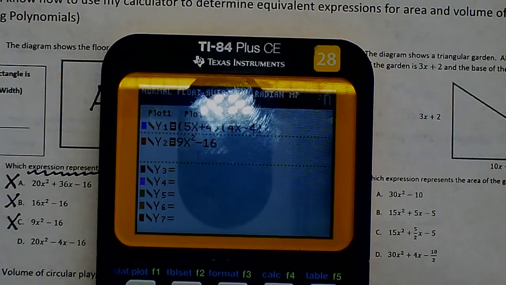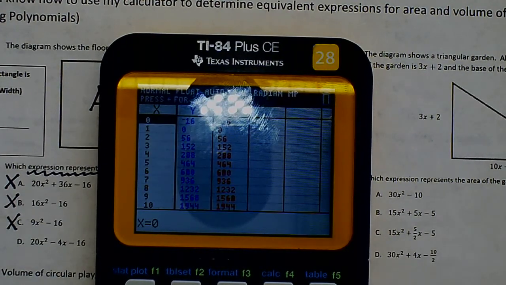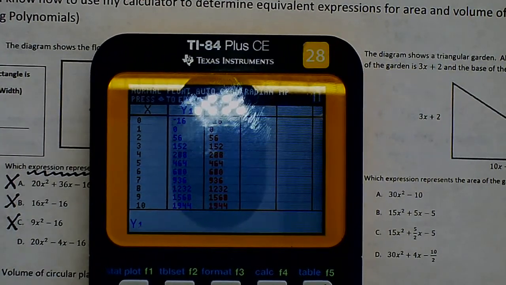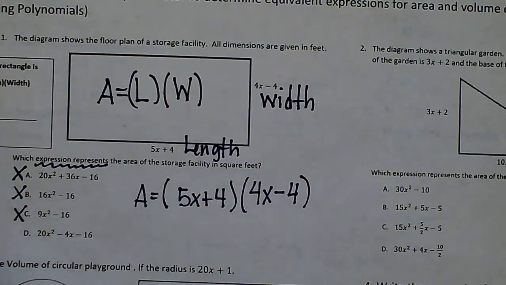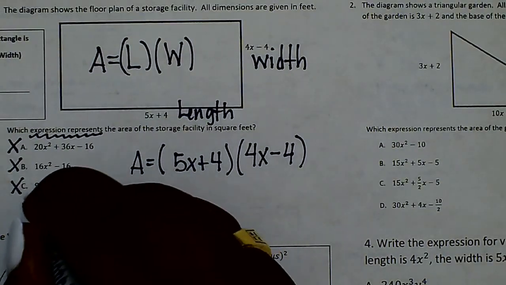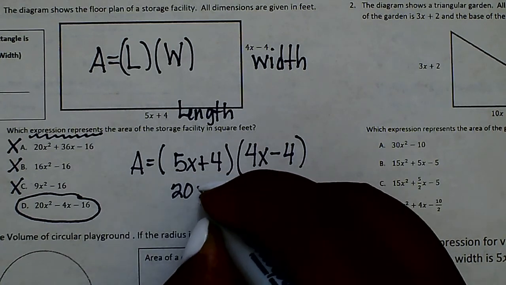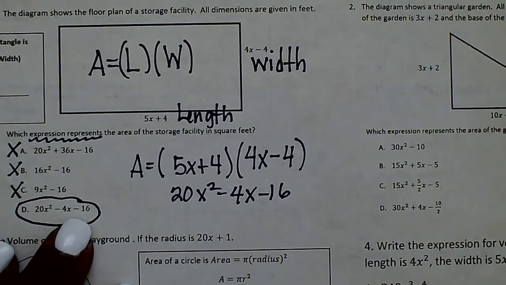Y equals 20x squared minus 4x minus 16. Press enter, and then press second graph. Notice all the way down, the numbers are the exact same, no matter where you are on the function. So that means that this expression is the same as this expression. We found the right answer.